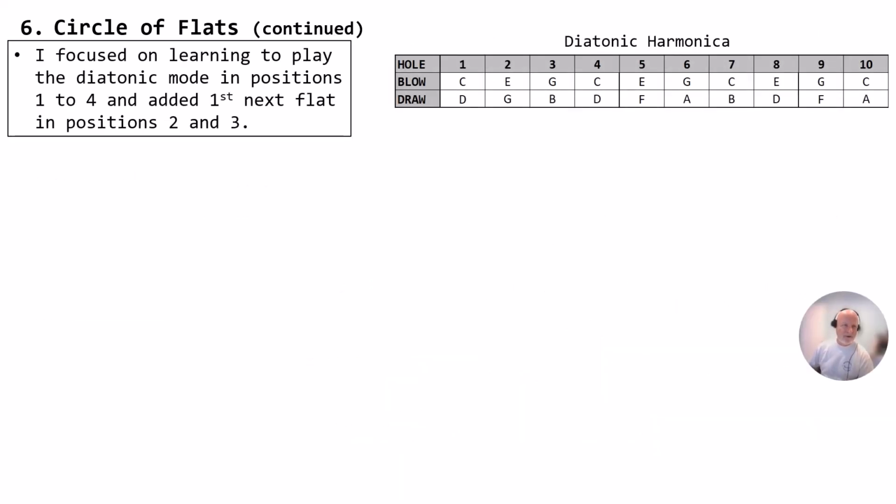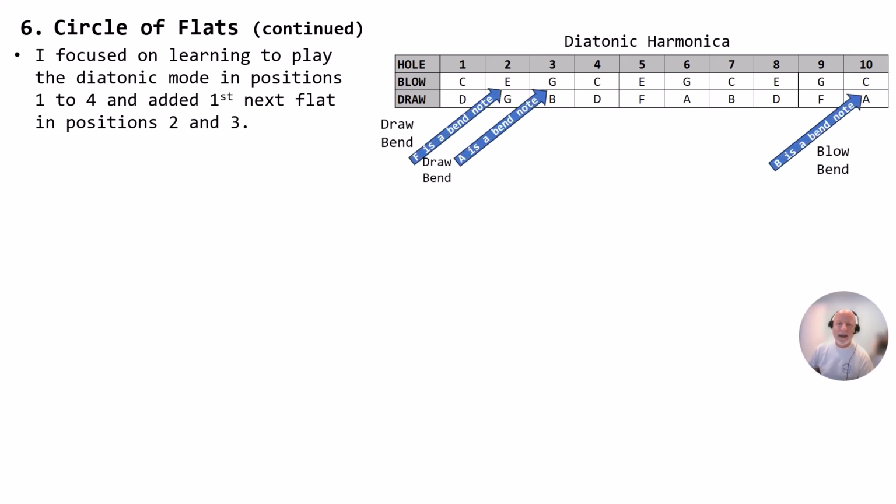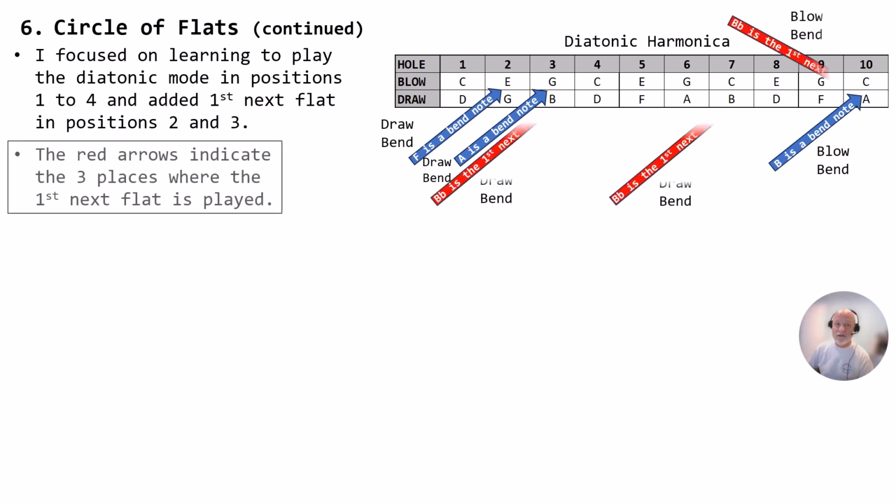So for myself, I focused on learning to play the diatonic mode in positions 1, 2, 3, and 4, and I added the first next flat to positions 2 and 3. And of course, I had to add those bends that you need just to play the diatonic notes, and then the red arrows are where you would be playing the first next flat.